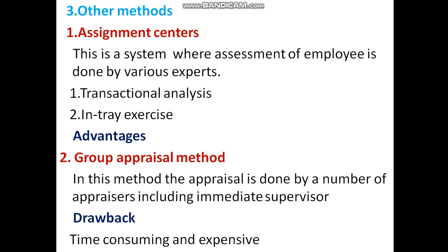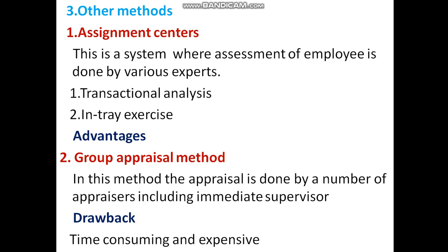This is a system where assessment of employees is done by various experts. There are two types: transactional analysis and in-tray exercise. The methods in assessment centers are role play, simulation, transactional analysis, etc. The appraisal is done for promotion, training and development.